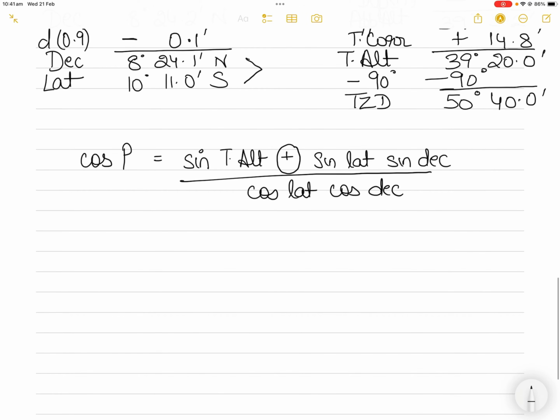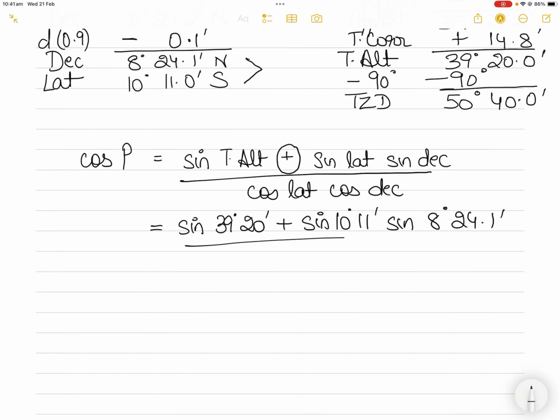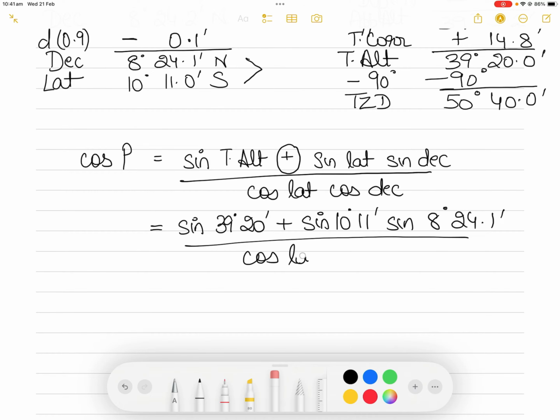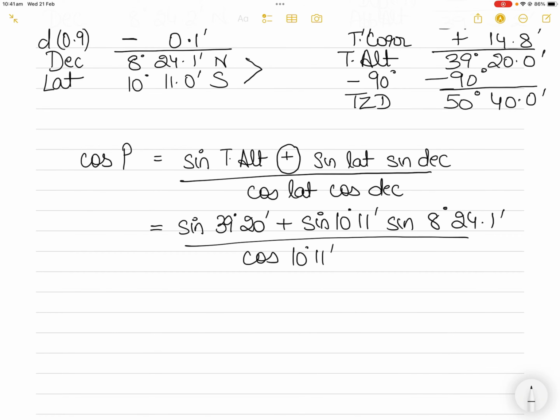All right, so we will keep addition, and then it's simply a question of putting the values. So you put the value of sine, and remember it's true altitude, not zenith distance. Sometimes you make a mistake and you put zenith distance here, but put true altitude. All right, and you put sine of latitude, put sine of declination, put cos of latitude. Sorry, I should be putting the values. Cos of 10 degrees 11 minutes multiplied by cos of 8 degrees 24.1 minutes.